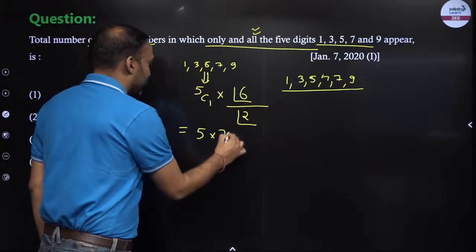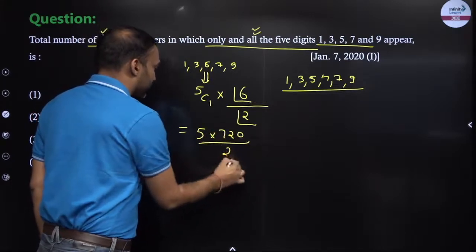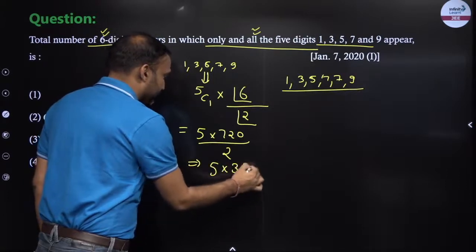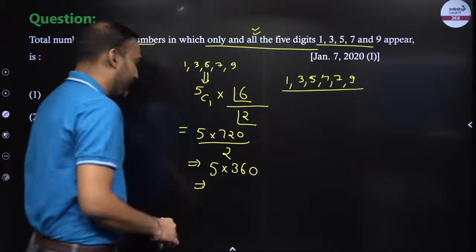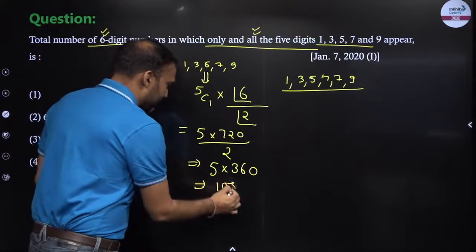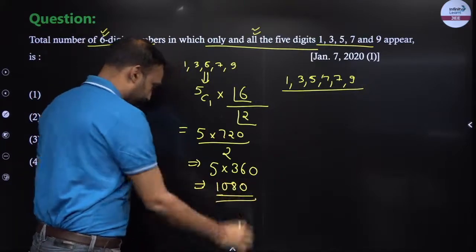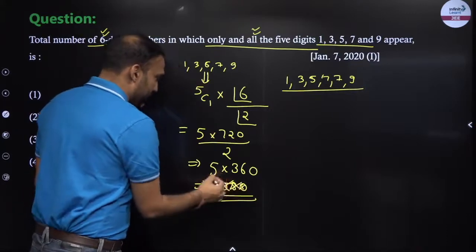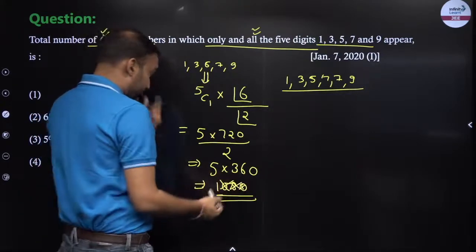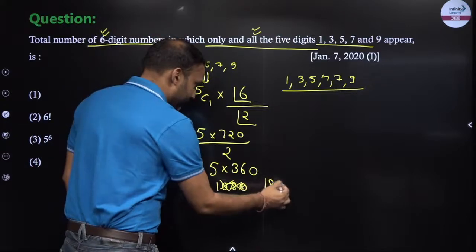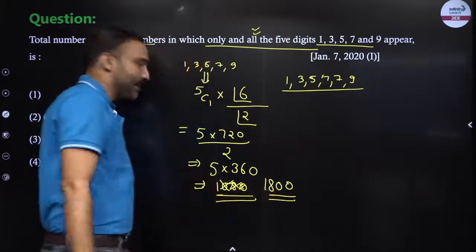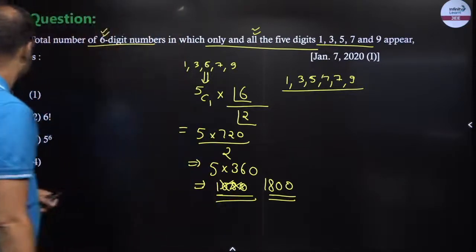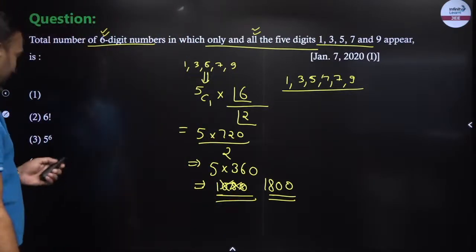5 into 720 by 2. So this becomes 5 into 360. Now what is 5 into 360? I hope it is 1080. Sorry, it is not 1080. This is 1500 and this is 1800. Right? So the final answer would be 1800. Right guys? Let's move on to the next example now.